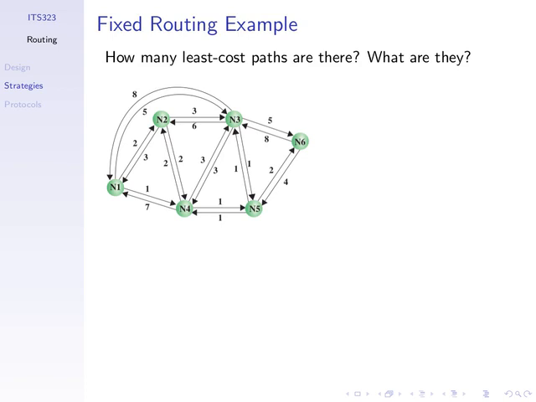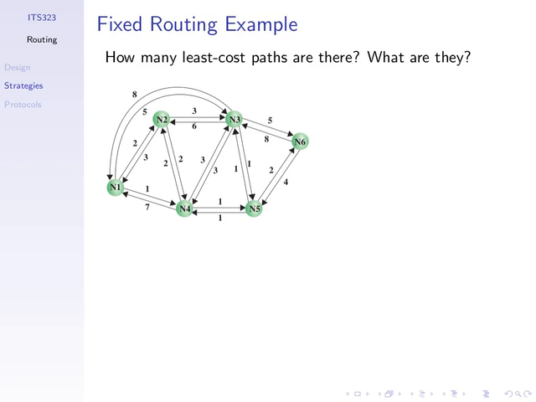And N1 to N5, I think this path, N1, N4, N5, has a cost of 2. And the one that we had before was N1 to N6. We've already calculated that, which was N1, N4, N5, N6, and had a cost of 4. We've got that one here. To reach N5 from N1, the next node is 4. And the cost of that path is 2.